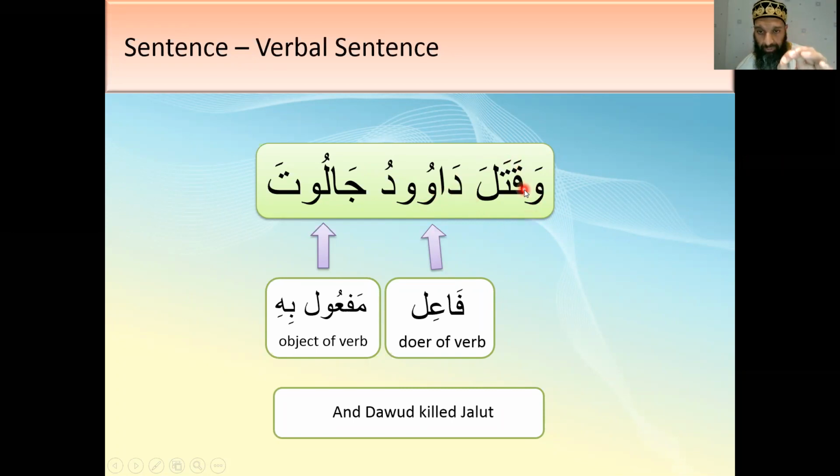You see a verb. The next thing you see is where is the marfu word, because the marfu one is doing the verb. You get it? So the doer of the verb is always marfu. The doer is always marfu.